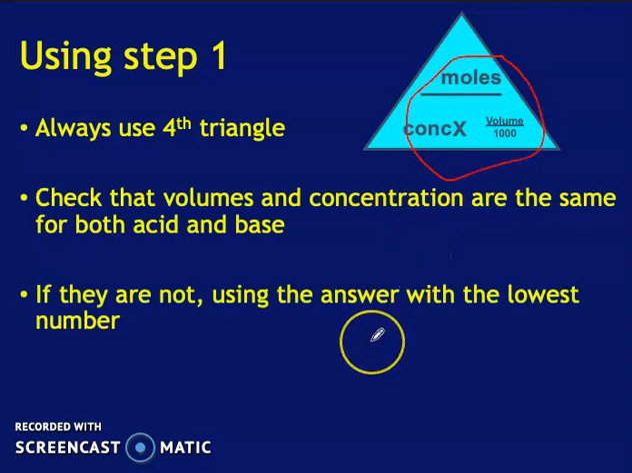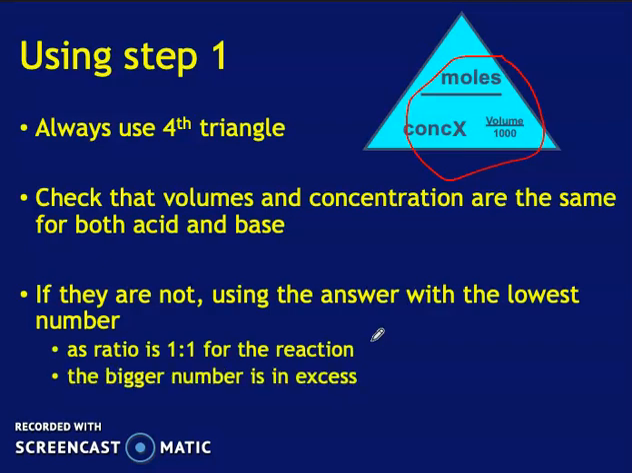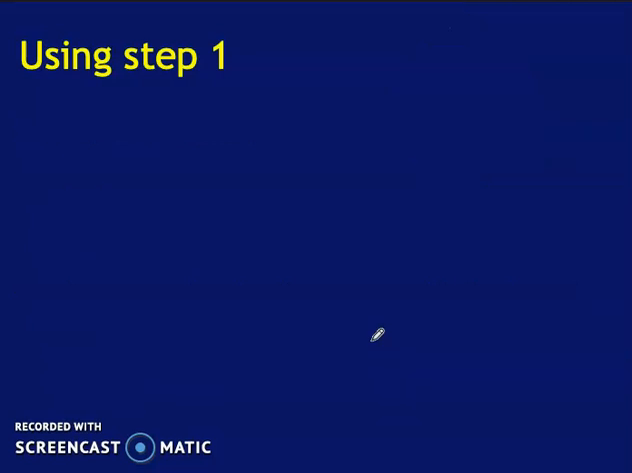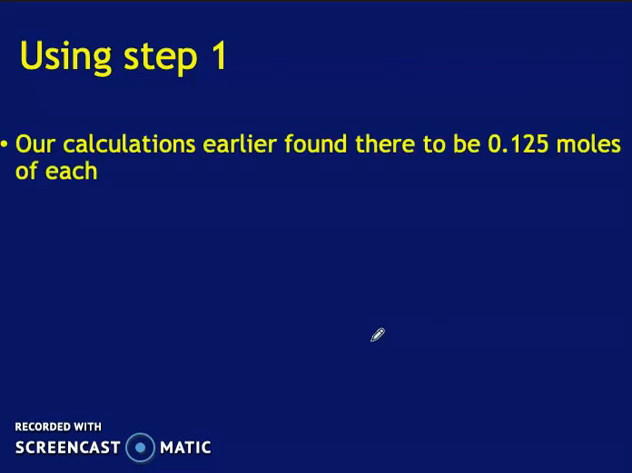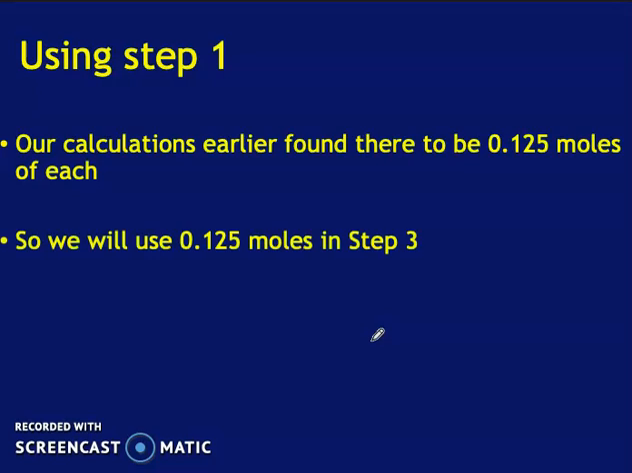The SEC have been mean, where they've given you different volumes, same concentration, which meant the moles were going to be different. So you have to do the calculation for both, and you use the answer with the lowest number. Why? Because the ratio is 1-to-1 for that reaction, and the bigger number is now in excess. And as you always know, once we have a limiting reagent, we go with that number of moles. So that's step 1. Our calculation from earlier, we found that there was 0.125 moles of each, and we're now going to use that in step 3.